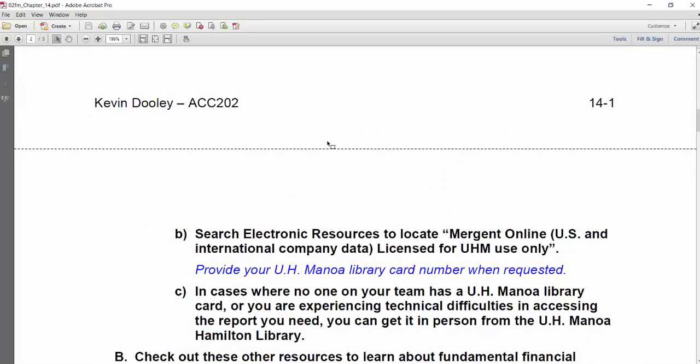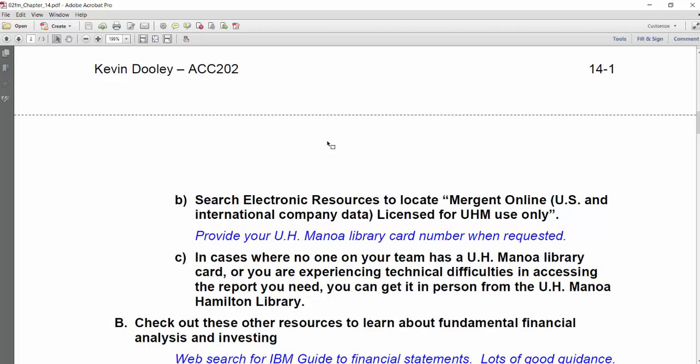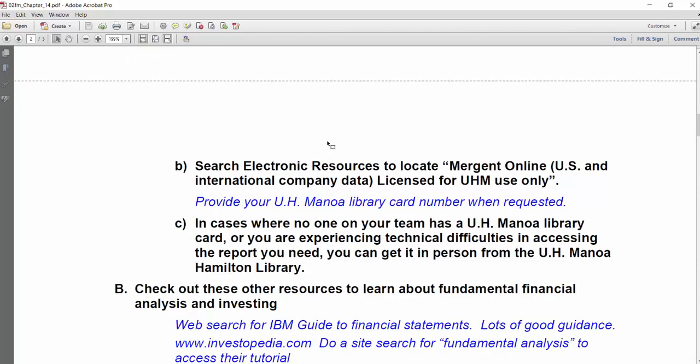If no one on your team has a UH Manoa library card and you can't get a friend to help you with it or sponsor you, then you can always go physically up to UH Manoa. I would recommend Hamilton as opposed to Sinclair because I think they might have a little bit better reference desk in the Hamilton library, and ask them to use the system there. Once you're in the library, you don't need the library card in order to access Mergent Online. It's the library resource.